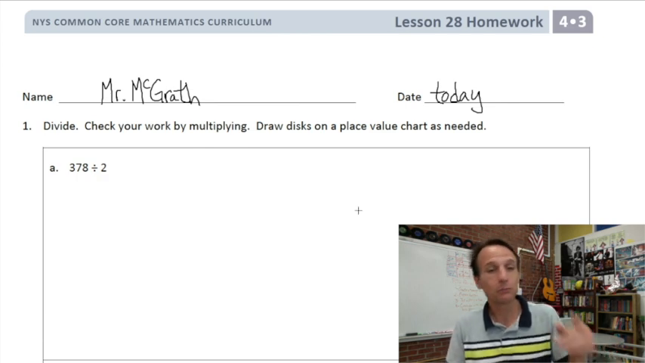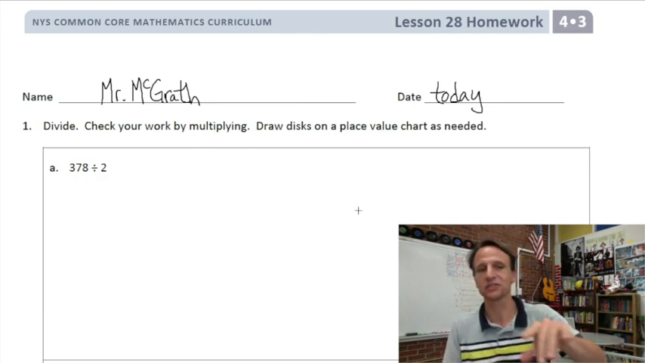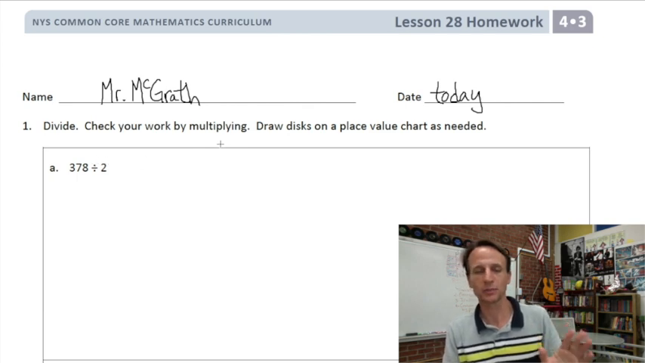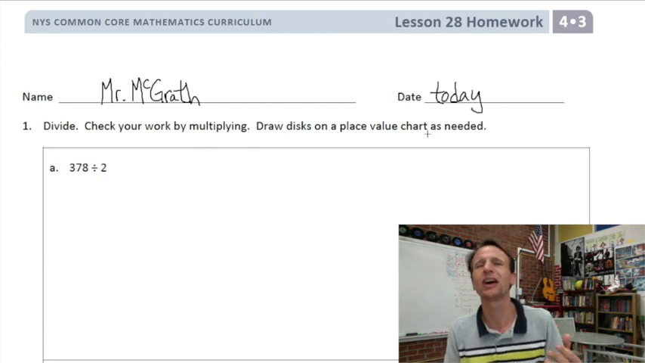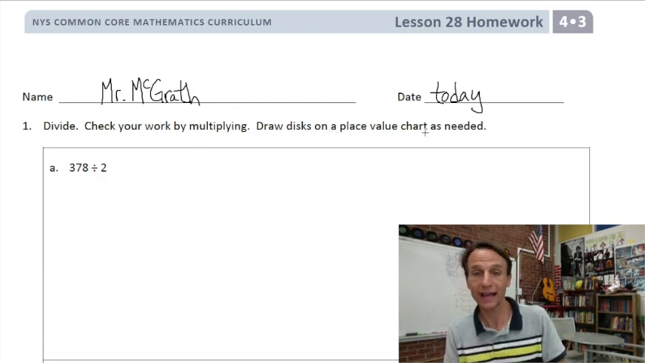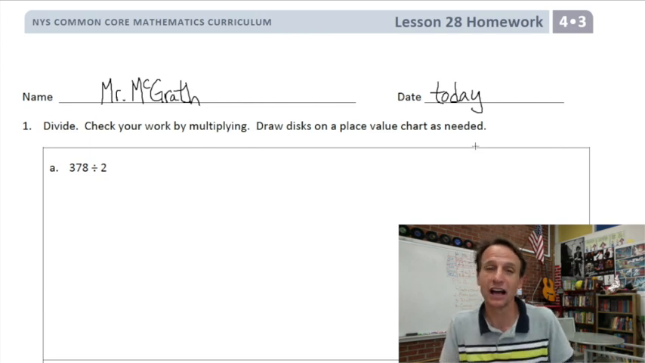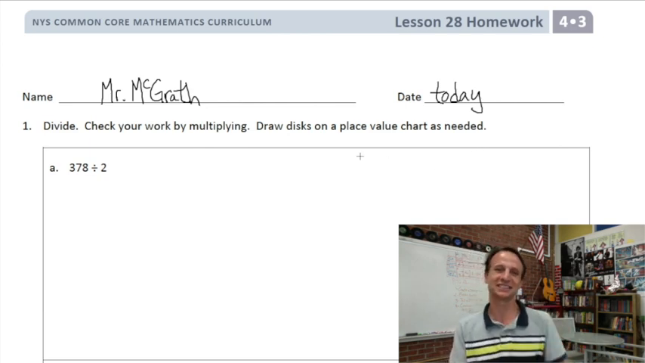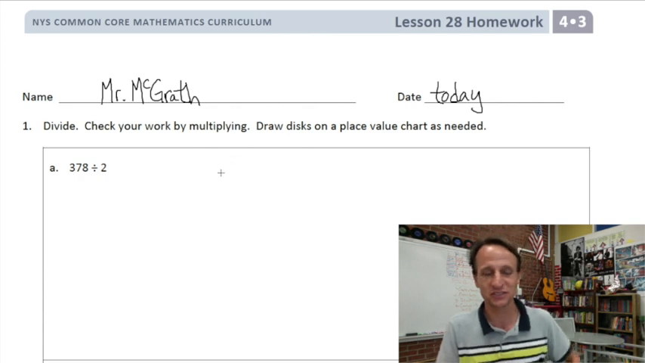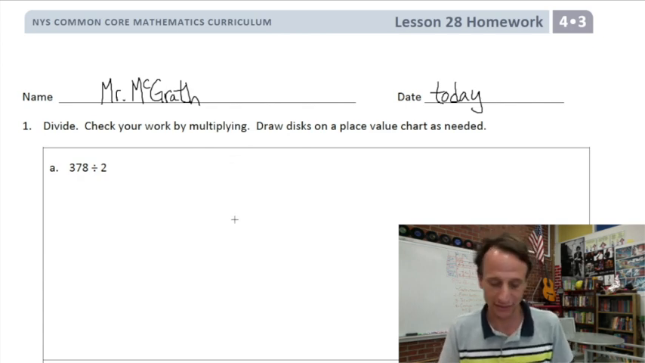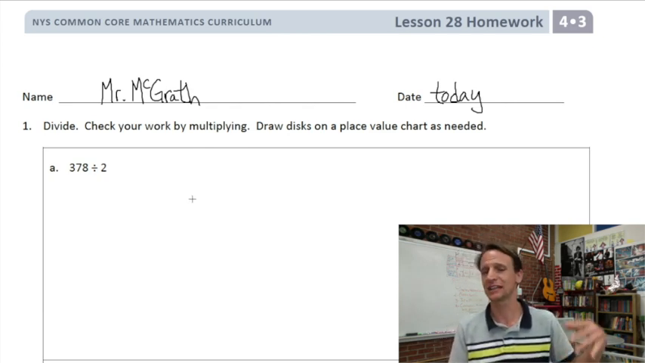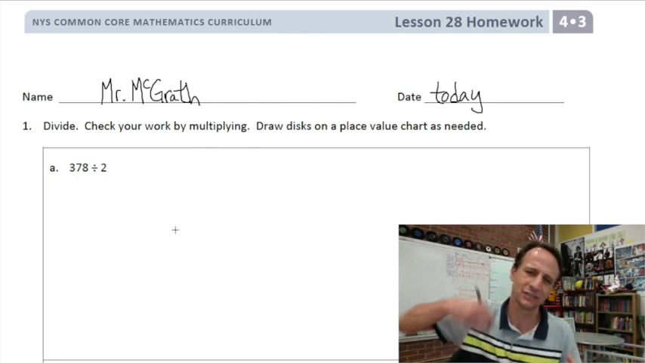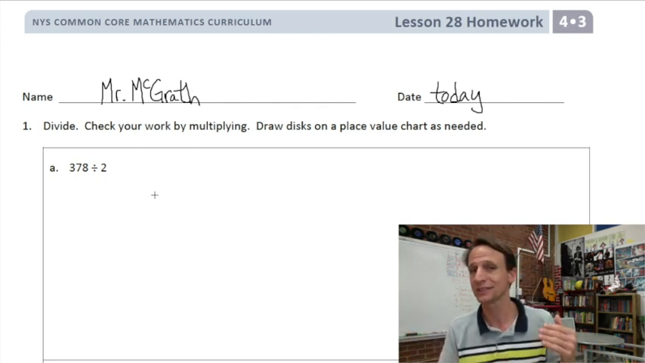Okay. But there's more good news. Watch this. Read the directions. Divide. Check your work by multiplying. No prob, Bob. Draw dis on the place value chart. Oh, wait. As needed. A loophole. Yes, we do not need to draw dis on the place value chart unless you feel you need to. And I don't think I'll be feeling that need tonight, because decomposing like 4 10s as 41s is hand cramp. Okay, so we will just be doing standard algorithm.